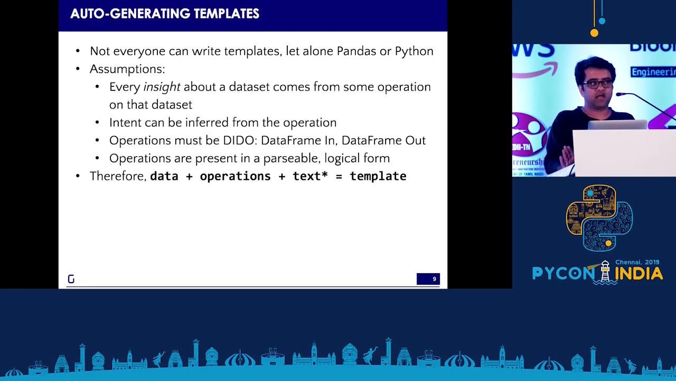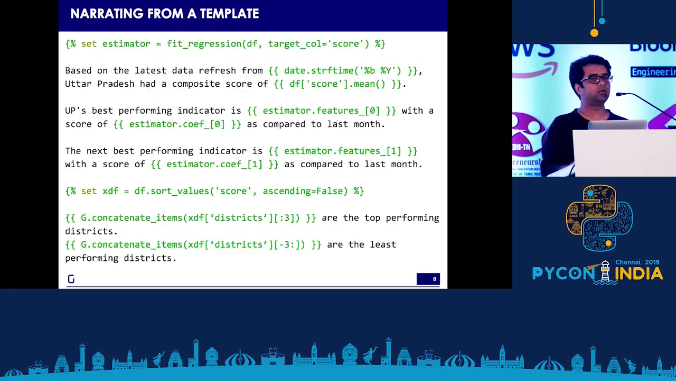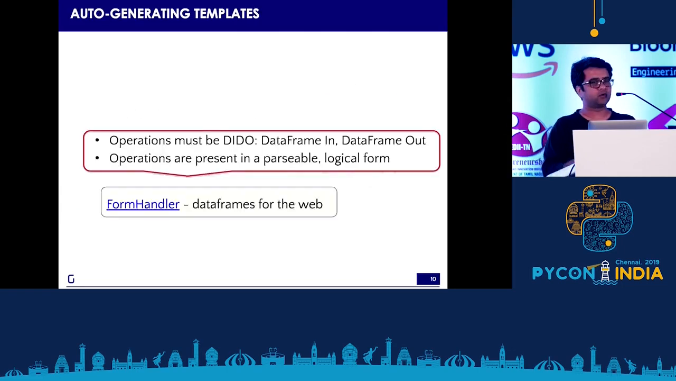So in theory, at least, I can say that if I have data, and if I have operations on that data, and if I have some representative text which narrates some insights about the data, then I can reverse engineer this process to automatically create a template like this one. In theory, this is possible, and to some extent, we've actually done it. So let's see how that happens.